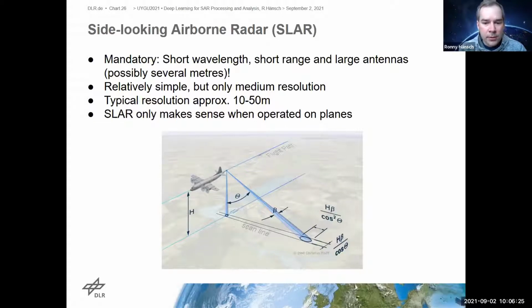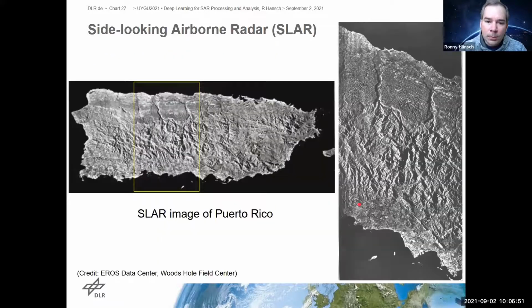The image acquisition itself, the image formation process, is rather simple, but you can't get a high resolution, right? Usually it's something between 10 to 50 meters, and it only makes sense on planes. You can't have a side-looking radar with a real aperture on a satellite. It's too far away, and the antenna can't be big enough. You can do this on a plane, but even there your resolution is very limited. But you can acquire images. Here you see an example of a side-looking radar image with a real aperture over Puerto Rico, right?